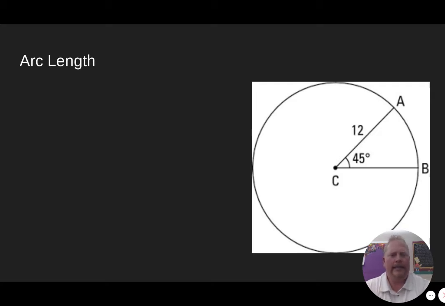So let's go back to this example here. Let's figure out the length of arc AB. So what I'm going to do is, I told you that an arc is a portion of the circumference. Well, how much of the circumference is it? Well, we can figure out what fraction of the circumference it is by taking the arc measure, which in this case is going to be 45, and divide it by 360, which is the full circumference. All right? And that will tell us what portion of the arc it is.